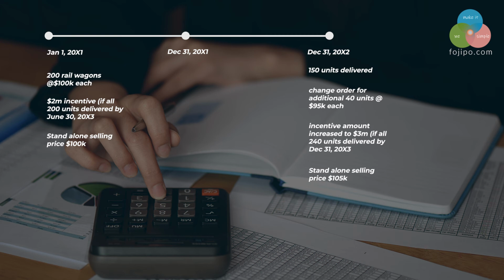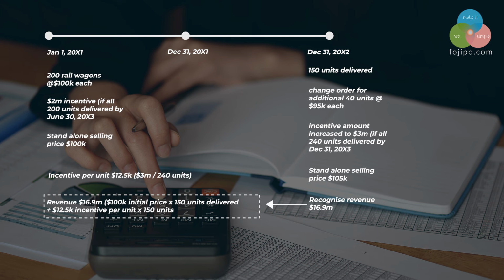So, first, let's calculate the incentive amount per unit, which is $12,500, that is $3 million divided by 240 units. The incentive amount attributable to the 150 units delivered to date will be allocated to this and will be immediately recognized as revenue. So, revenue recognized to date will be $16.9 million, which is 150 units times $12,500 incentive per unit, plus 150 units at 100K each, that is the agreed base price in the original contract.